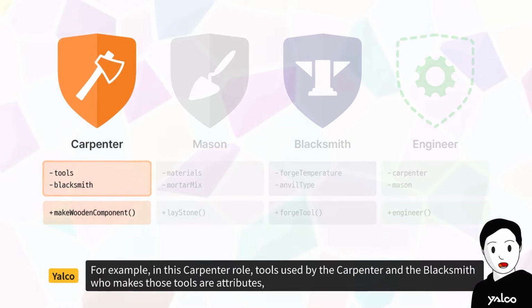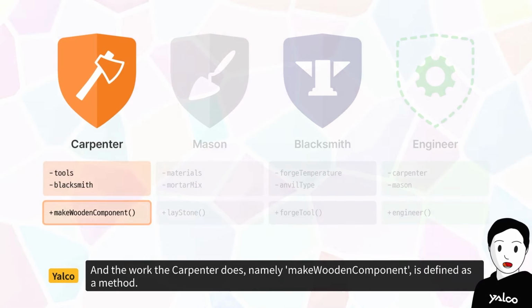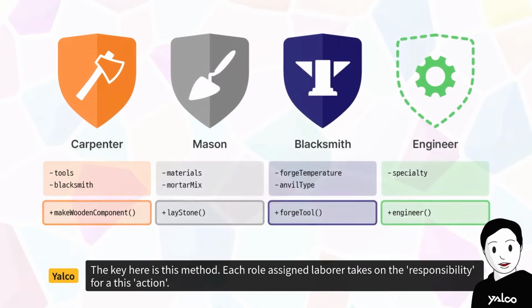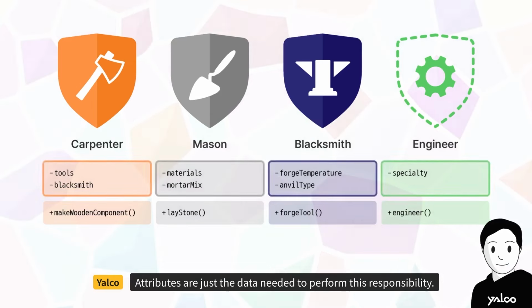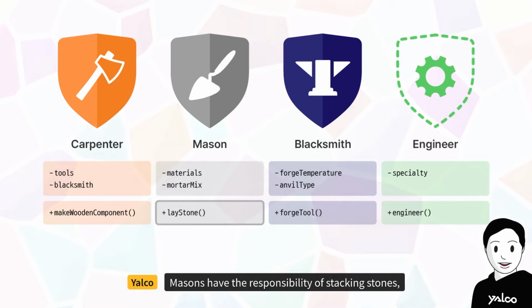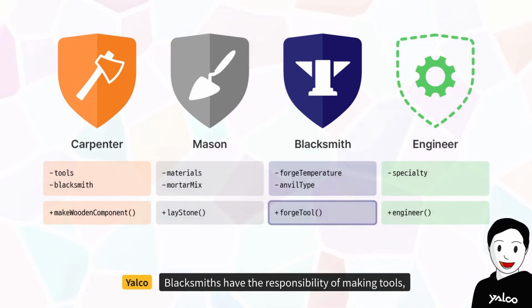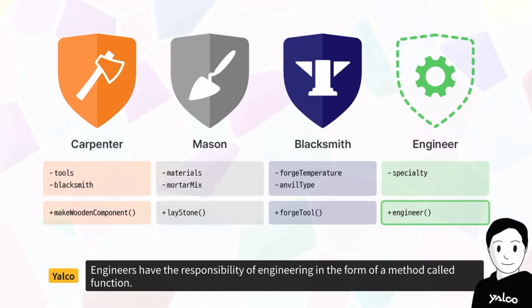For example, in this carpenter role, tools used by the carpenter and the blacksmith who makes those tools are attributes, and the work the carpenter does, namely make wooden component, is defined as a method. The key here is this method. Each role-assigned laborer takes on the responsibility for this action. Attributes are just the data needed to perform this responsibility. Masons have the responsibility of stacking stones, blacksmiths have the responsibility of making tools, engineers have the responsibility of engineering, in the form of a method called function.